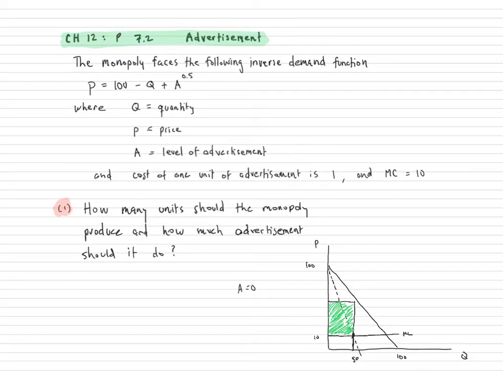So if we advertise, what happens is you can shift out the demand curve. Your demand curve would shift out something like this. You would recalculate your marginal revenue curve. You would find with the advertisement how much you can sell at what price. You would go up and find your price with advertisement. And you can see here that this yellow area would be the increase in profit from advertisement.